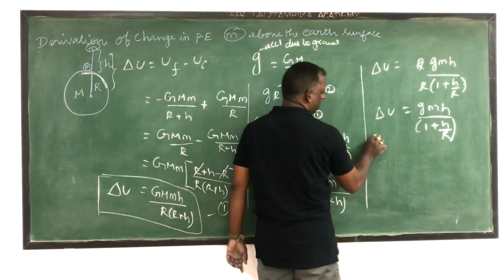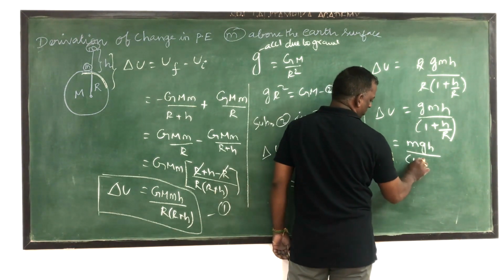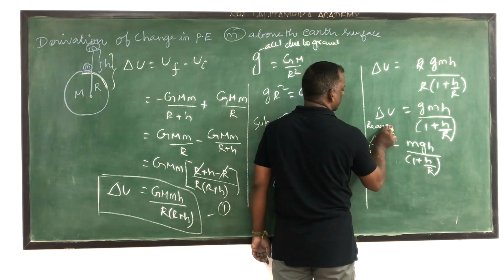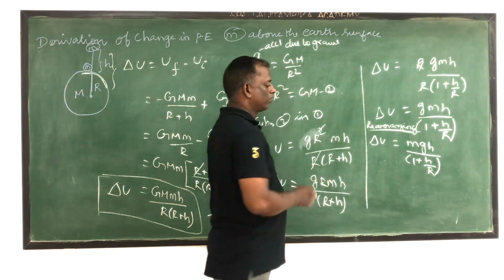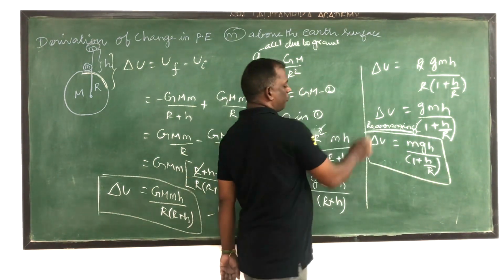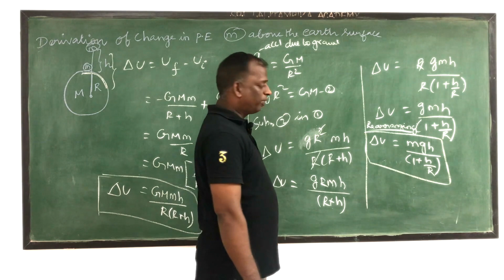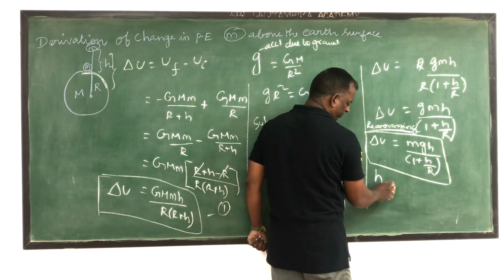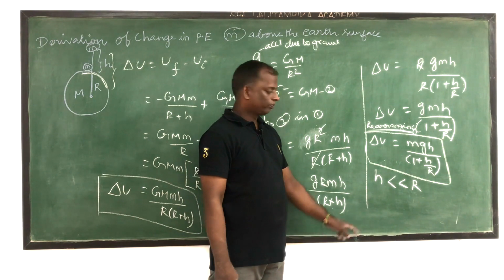Or we can write delta u is equal to m g h by 1 plus h by r. So, just rearranging, because potential energy is equal to m g h something. So what is the formula for a particular height above? It is m g h by 1 plus h divided by r. But we know that h is always less than r. What does that mean?